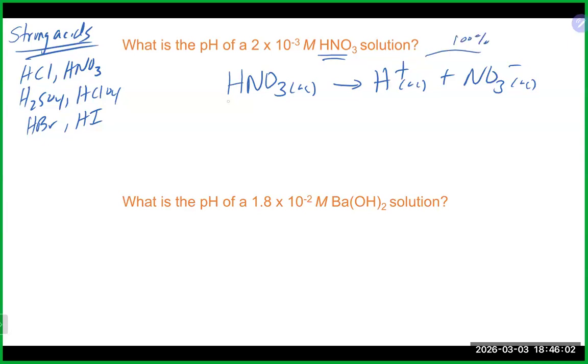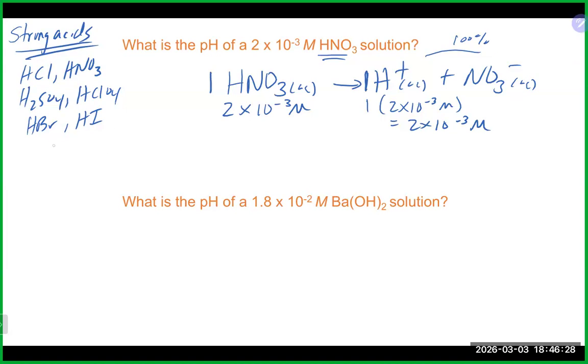And since we do know that the concentration of the whole thing here is 2 times 10 to the minus 3 molar, it is a 1-to-1 relationship, which basically means you multiply the concentration by 1, which keeps it the same. And it would be 2 times 10 to the minus 3 molar. It would also be the same concentration for the nitrate.